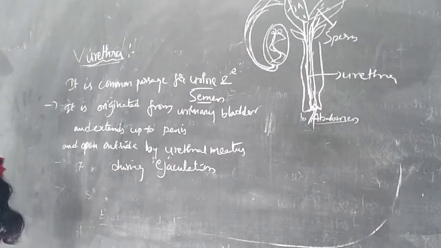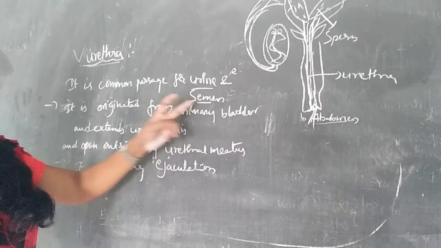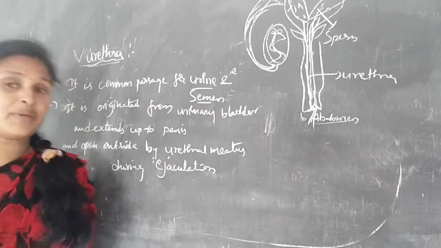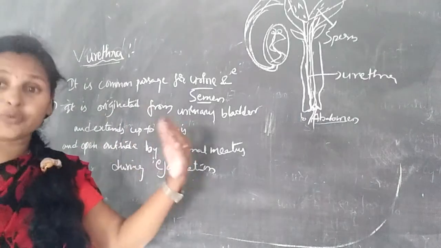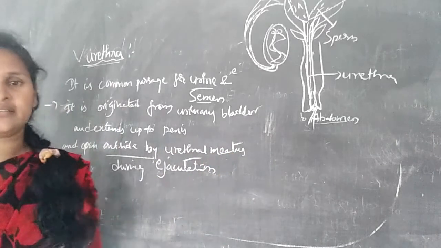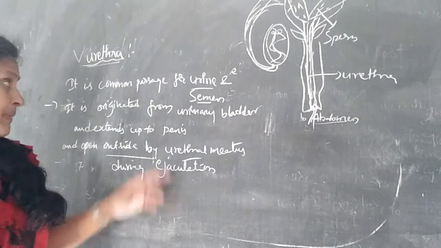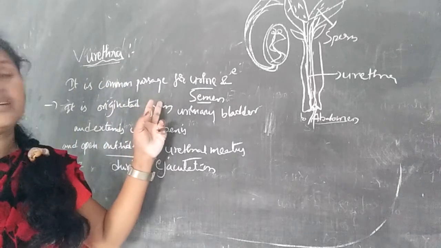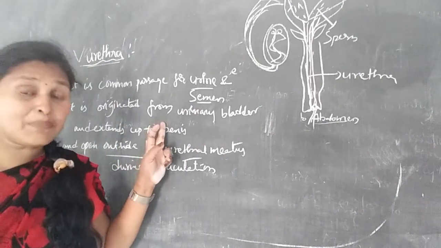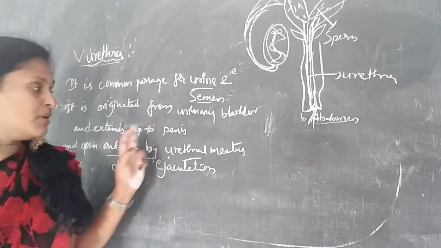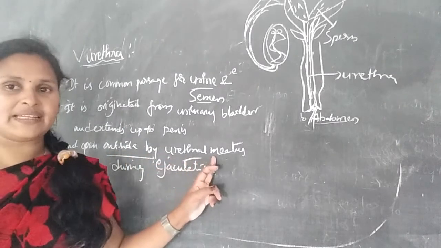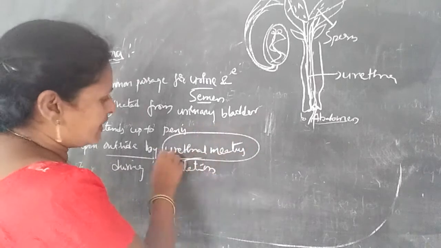So the urethra is the common passage for urine and semen. It originates from the urinary bladder, extends up to the penis, and then goes outside through the urethral meatus. So what is the urethral meatus?